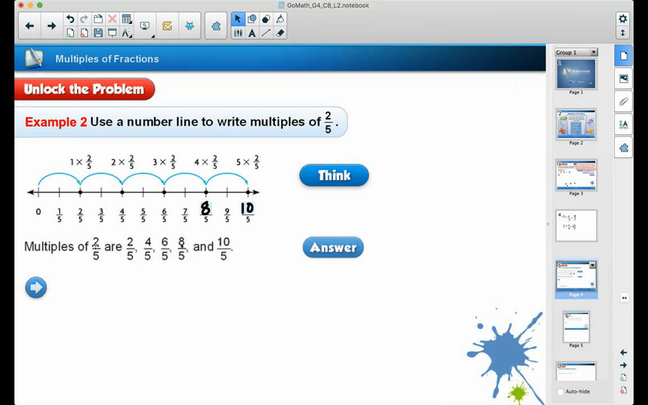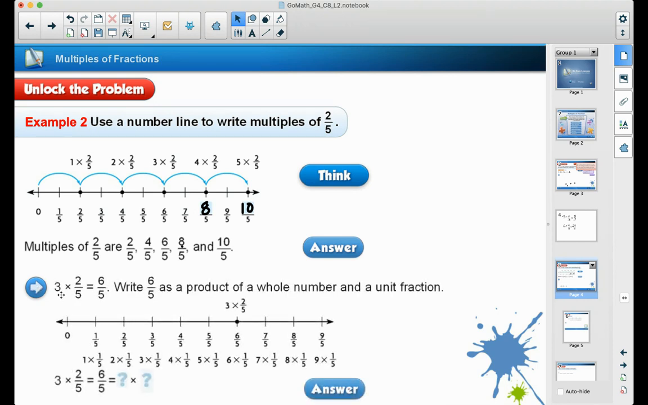When you're doing multiples, you multiply the numerator by that amount. So 2 times 2 is 4. Oh, so you just count. I'm sorry. You count by 2's. So the multiples of 2/5 are 2, 4, 6, 8, 10/5. Let's try another one. 3 times 2/5 equals 6/5.